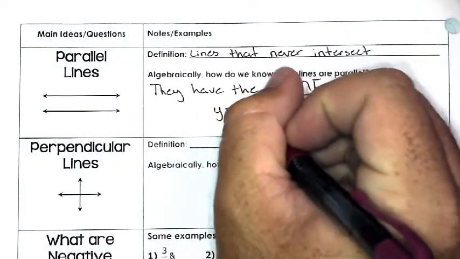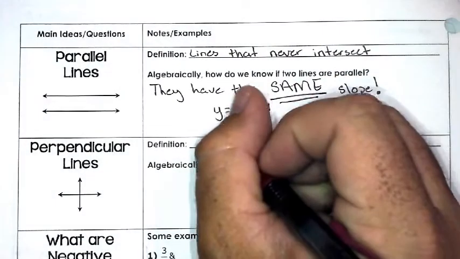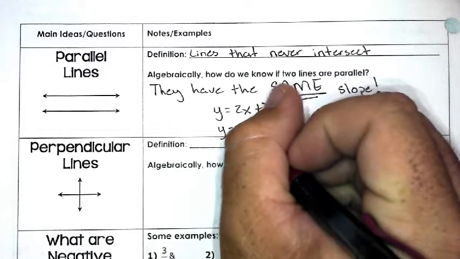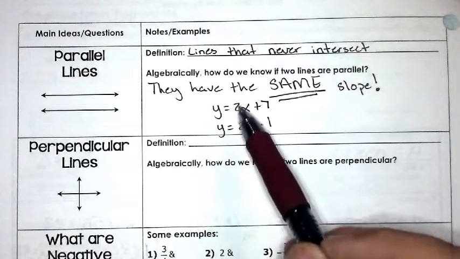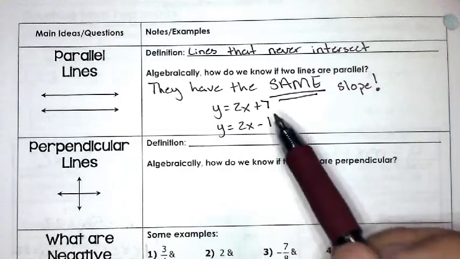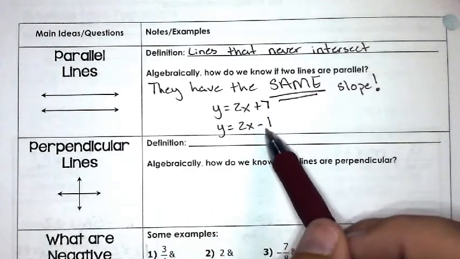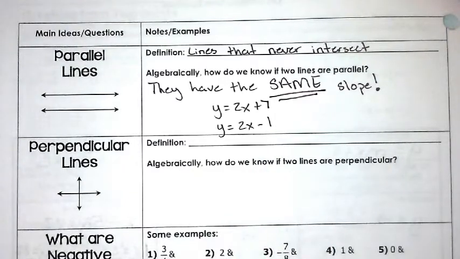For example, y equals 2x plus 7, and then you're given another equation, y equals 2x minus 1. Are the slopes the same? Yes. Are the y-intercepts the same? No. Do we even care? No, we don't even care. We only look at the slopes. That's the most important detail. If I want parallel lines, the slopes must be the same.